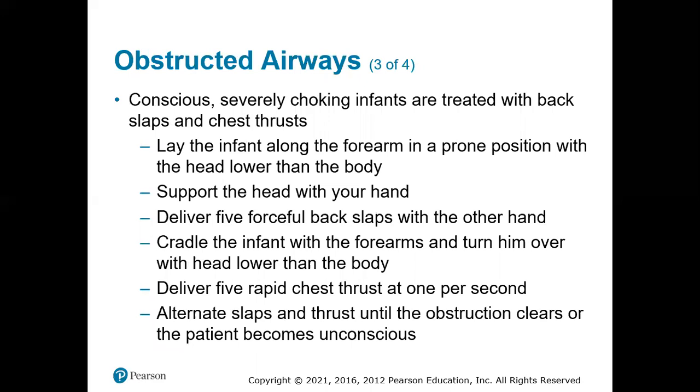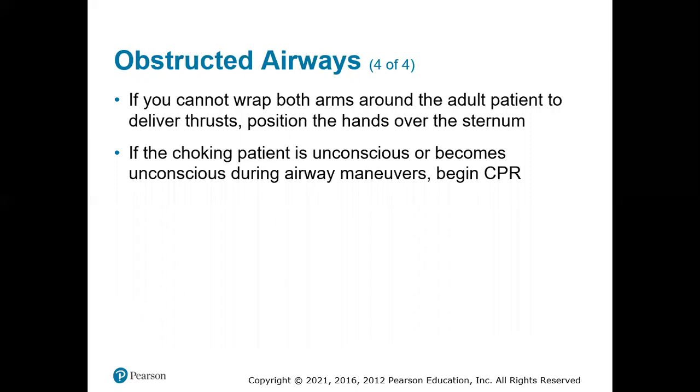Conscious severely choking infants, we're going to do the back slaps and chest thrusts like you learned in CPR, laying the infant along that forearm in prone position, so face down with the head lower than the body, let gravity help you. Supporting the head with your hand, giving it 5 forceful back slaps, and then cradling with the forearm and turning him over and delivering 5 rapid chest thrusts. Okay, and we're going to alternate until the obstruction clears or the infant becomes unresponsive. If any patient becomes unresponsive, you're going to start CPR.